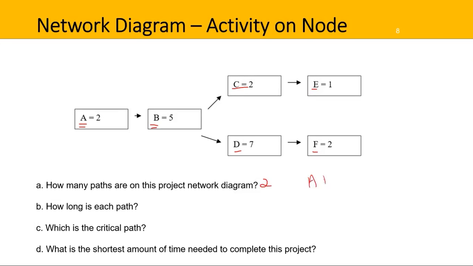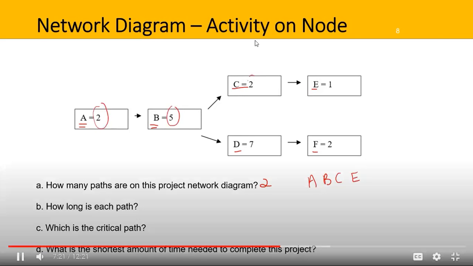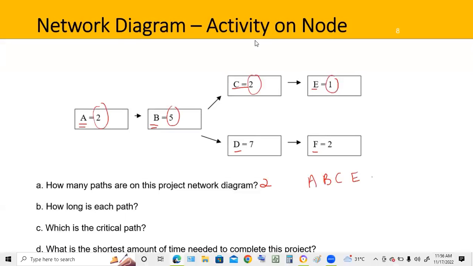So A, B, C, and E is 2, plus 5 is 7, plus 2 is 9, plus 1 more is 10. Let's presume this is weeks, 10 weeks. The second path is A, B, D, and F. Let's add those up. So 2 plus 5 is 7, plus another 7 is 14, plus 2 more is 16. Let's call it 16 weeks.